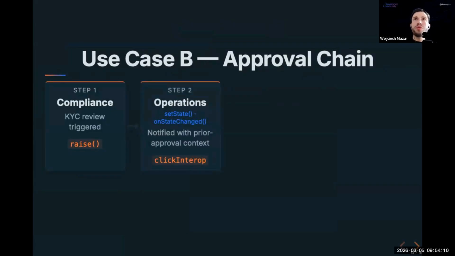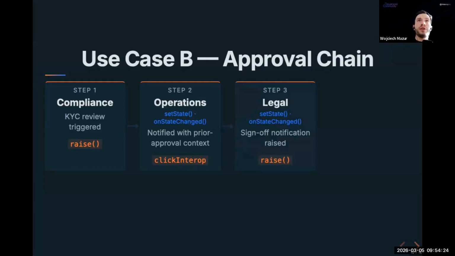Compliance approves, that's the set state call, and on state changed fires on the downstream service. So it calls raise again, this time to operations, and it carries everything compliance already decided. And then you go to legal. This is the same pattern. Operations confirms, the event fires, and legal gets a notification with the full prior approval context.